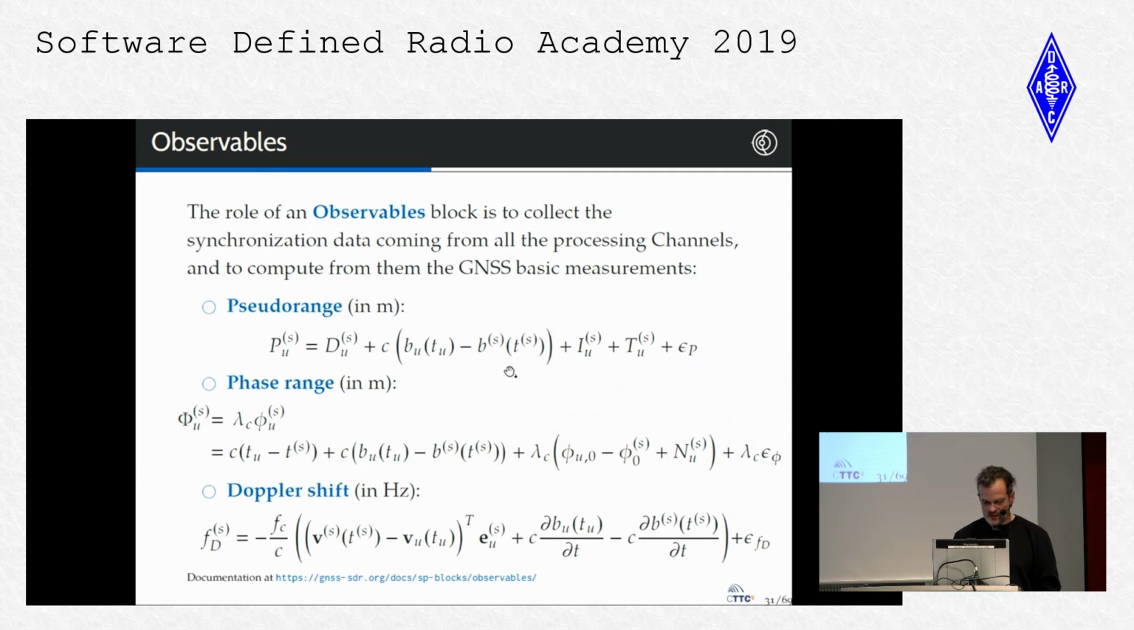Then we have a similar measurement, but not for the distance, but for the phase. The pseudorange computation is based on the delay. This one is based on the evolution of the carrier phase.